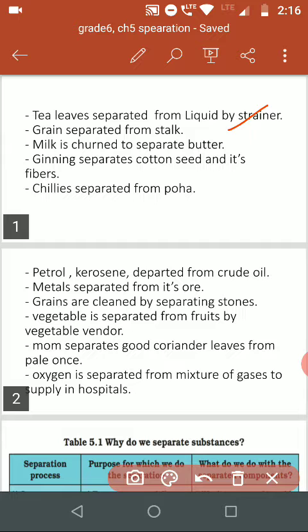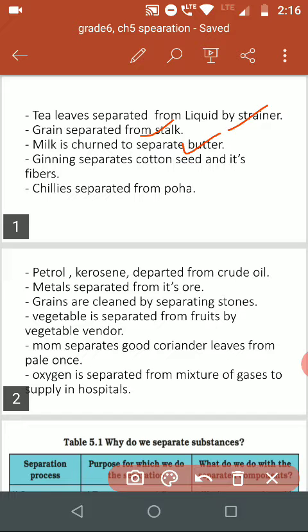Next is grain separated from stalk. In the fields, when the grains grow on the stalk, they are removed from the stalk and separated because the stalk we don't want, we just want the grains. So we want a useful substance and we remove the unwanted substance.